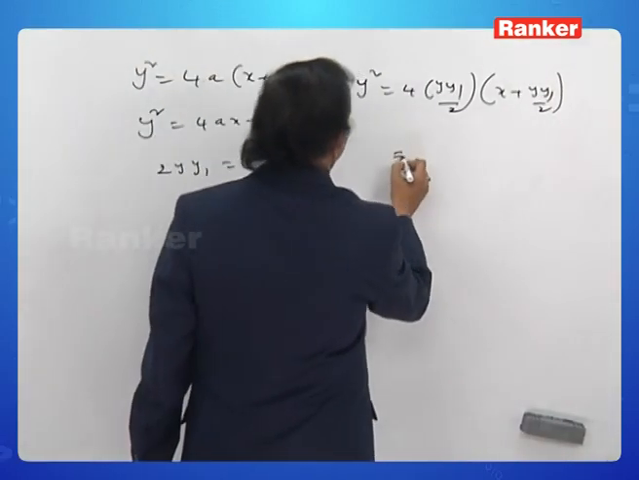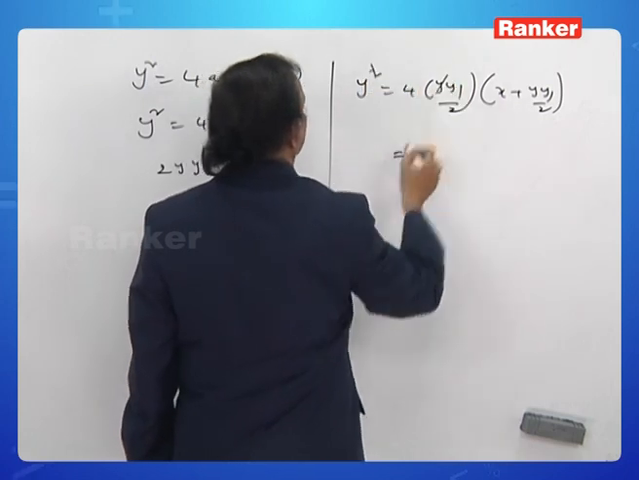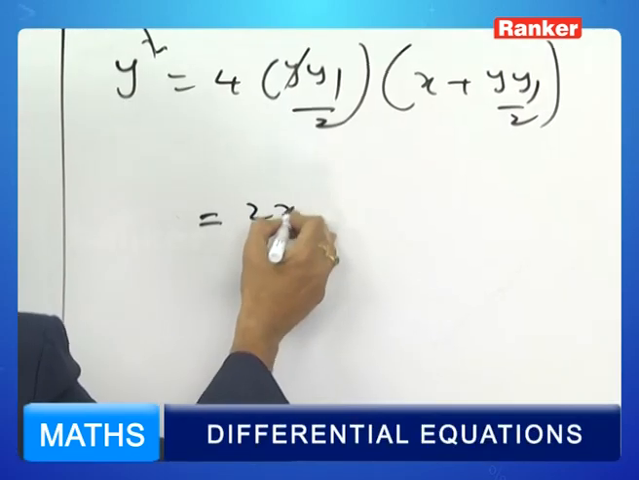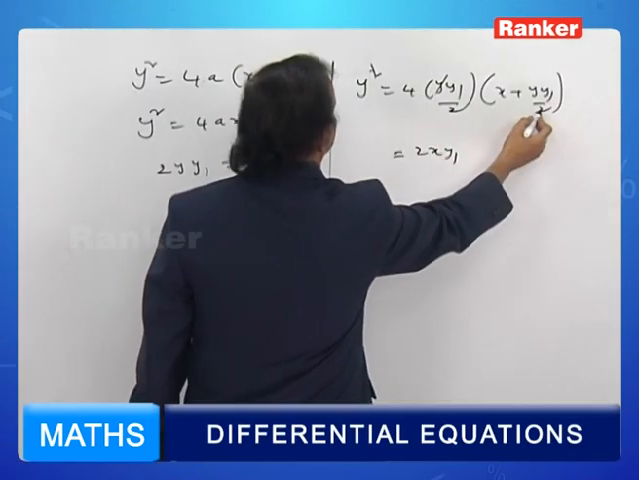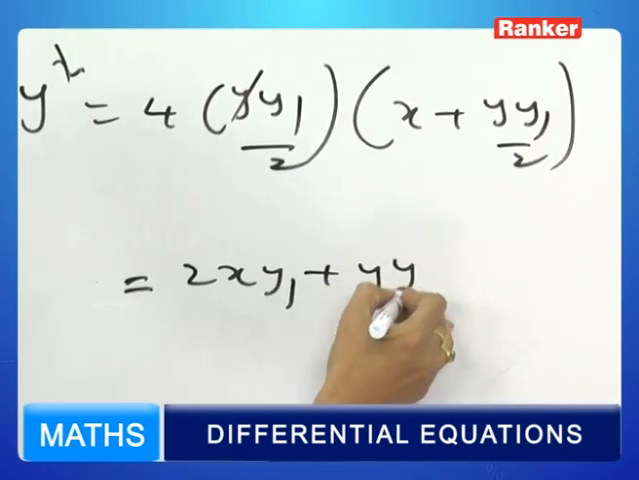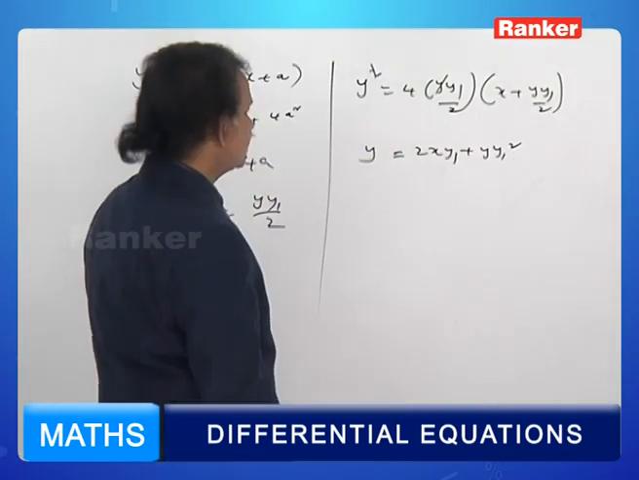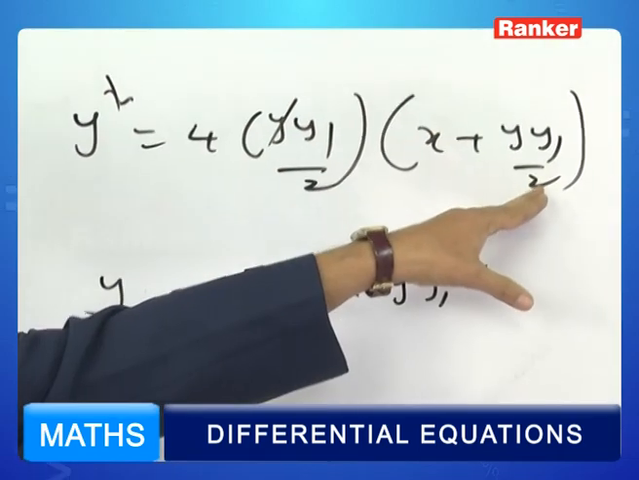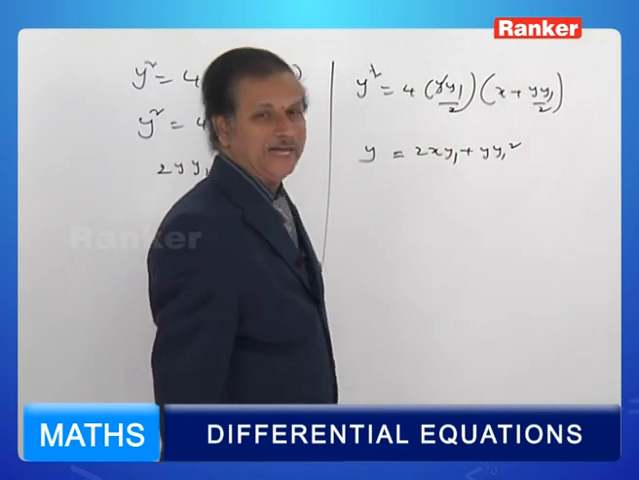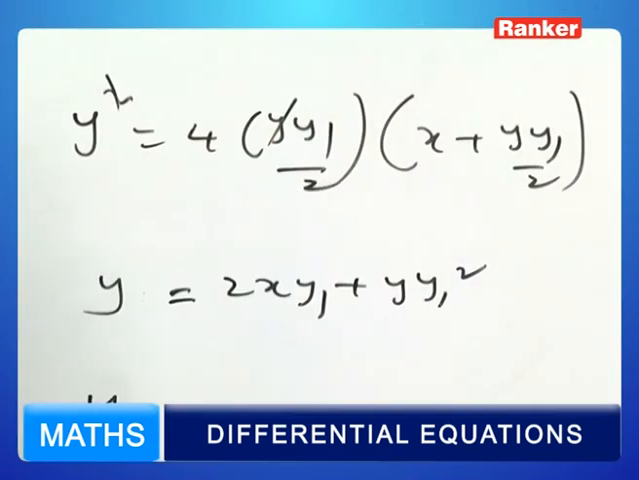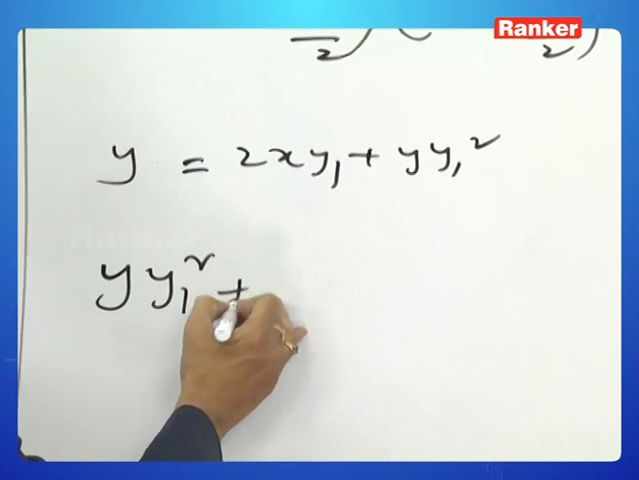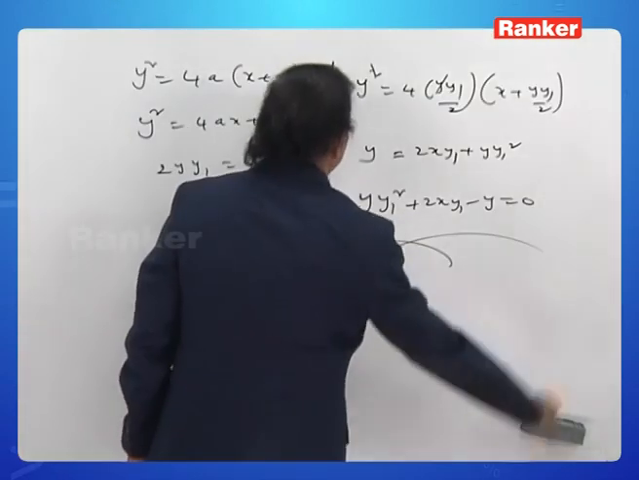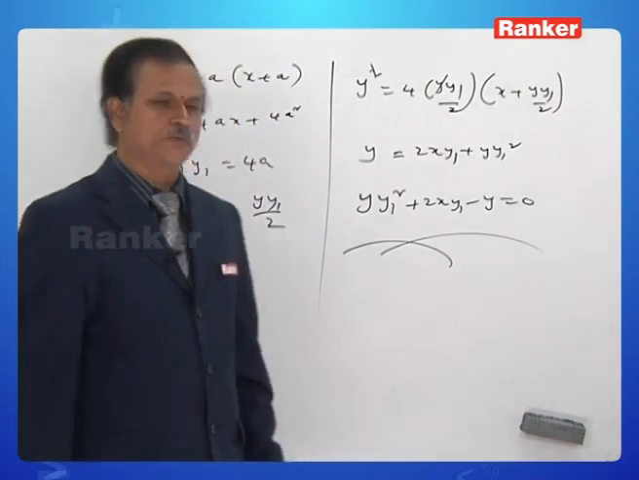Okay, this is equal to, you can cancel one y, no problem. 4 by 2 is 2. 2y1 into x, 2xy1. 2 into 2 will be cancelled, plus y1 square. This is 2 into xy1, 2xy1. 2 into 2 gets cancelled. y1 into y1, y1 square. At last, y1 square plus 2xy1 minus y is equal to 0 is the required differential equation.